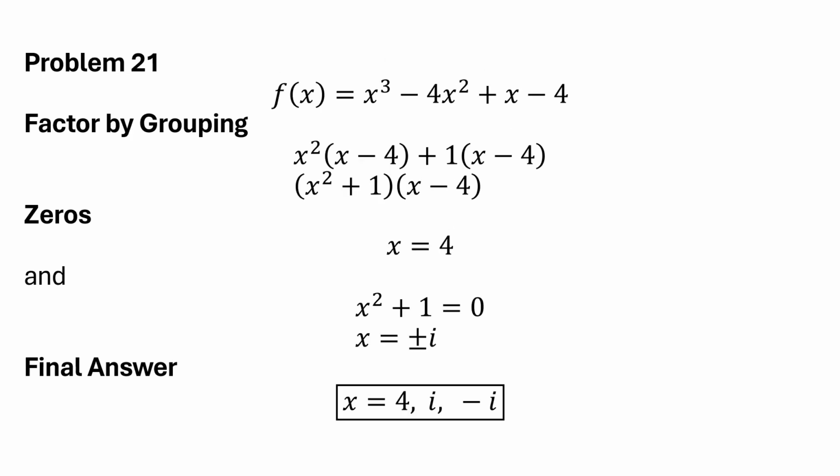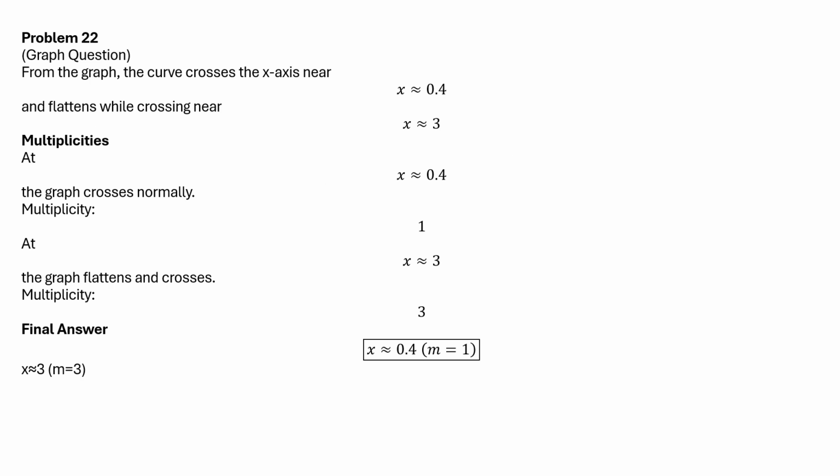Using grouping, the polynomial factors into x squared plus 1 times x minus 4. The real zero is 4 and the complex zeros are positive and negative i. The graph crosses the x-axis near 4 with multiplicity 1. Near x equals 3, the graph flattens and crosses, indicating an odd multiplicity greater than 1, most likely multiplicity 3.